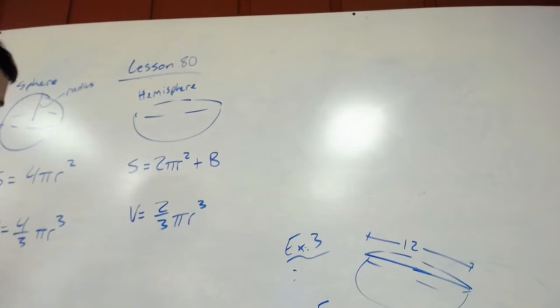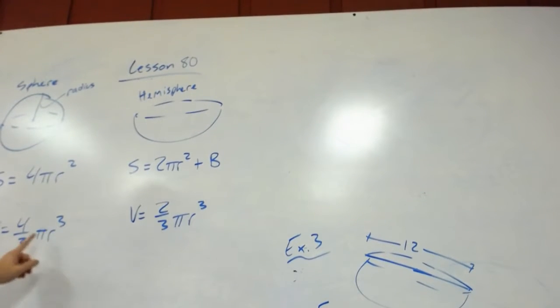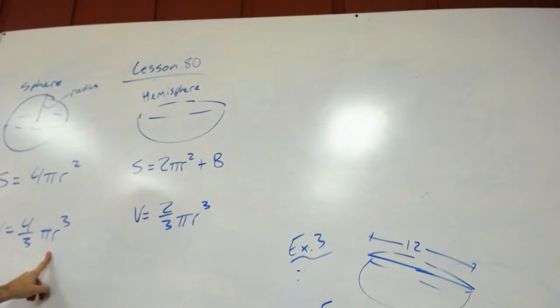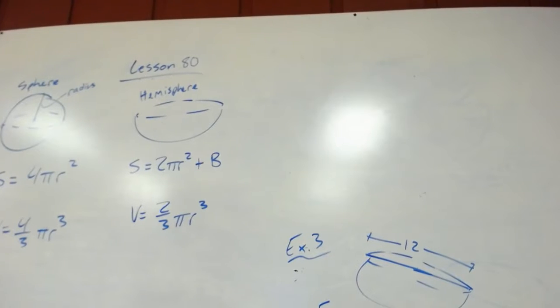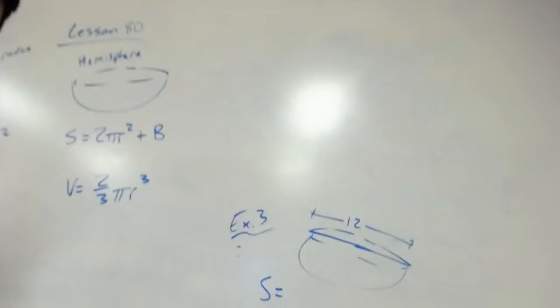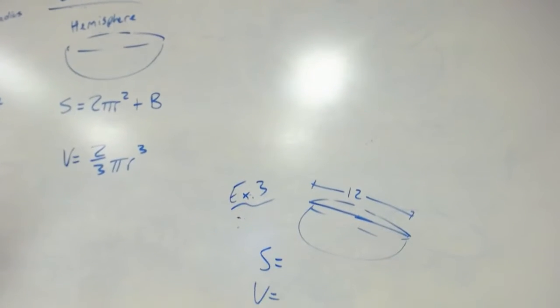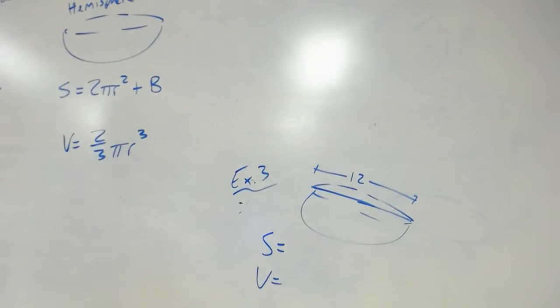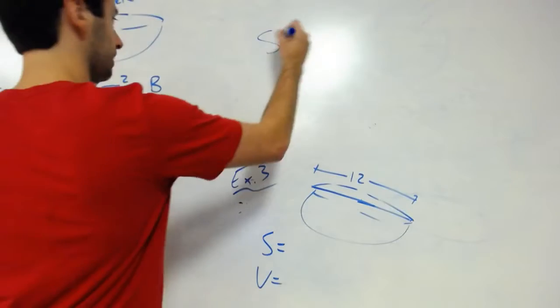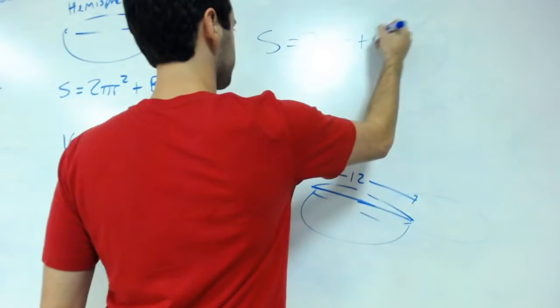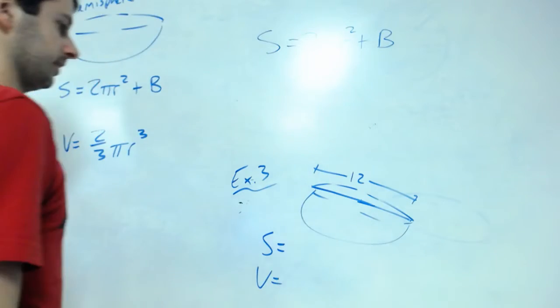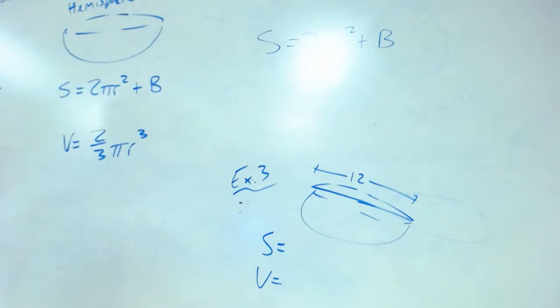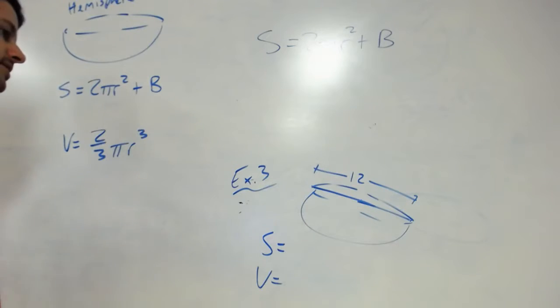And then you can solve. You could totally use the original formula and just divide by 2 at the end if you wanted to. I prefer to start with 2/3 pi r cubed. So now let's look at example 3. It wants us to find the surface area. So surface area equals 2 pi r squared plus b. And it gives us a diameter of 12. So if our diameter is 12, that means our radius is 6.